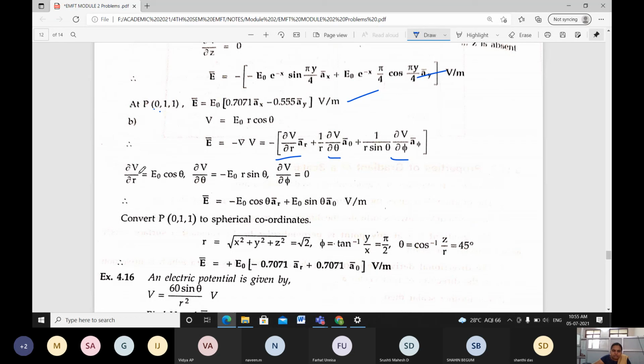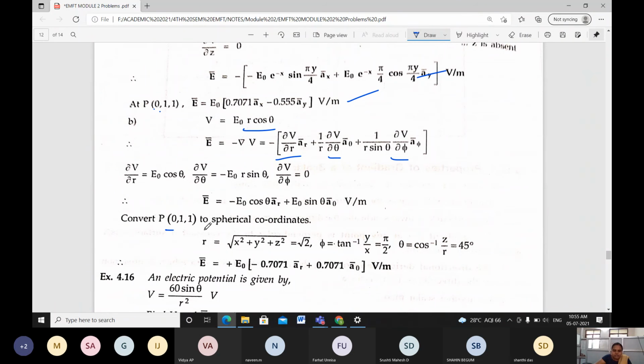∂V/∂r is going to be equal to E0 cos θ. Then ∂V/∂θ is going to be minus E0 r sin θ. ∂V/∂φ is going to be 0 because it's not varying. It's a simple differential, not any lengthy one. Just go on observing, it will be easy. Then total E you will get as minus E0 cos θ ar plus E0 sin θ aθ volts per meter.